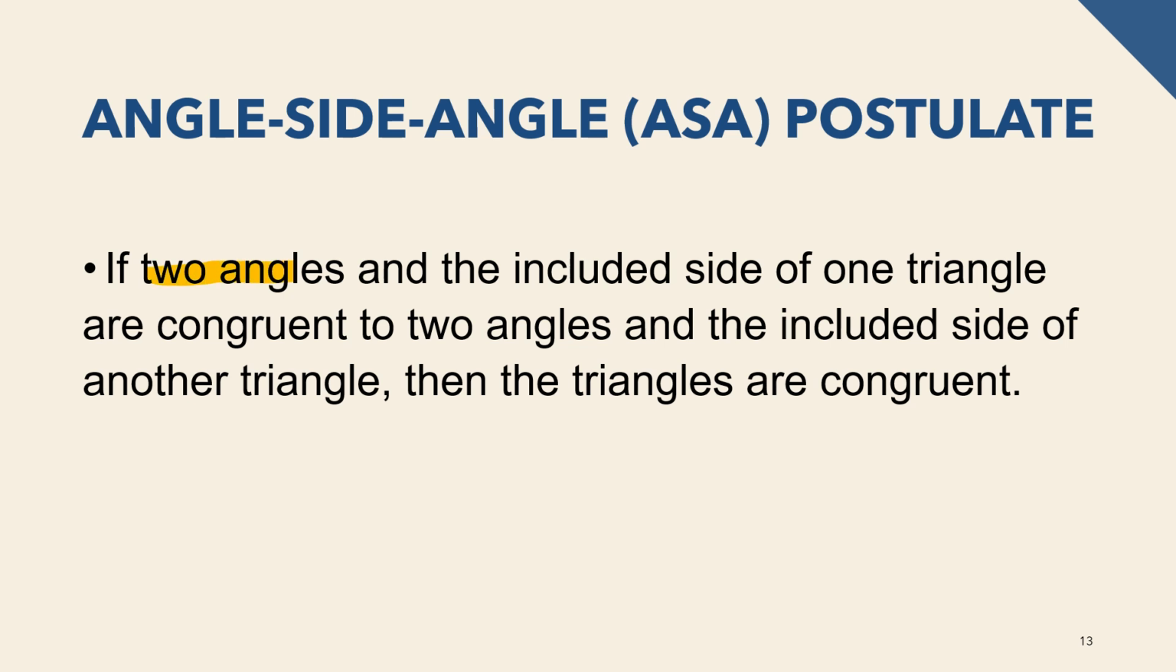Two angles and the included side. So if two angles and the included side of one triangle are congruent to two angles and the included side of the other triangle, then the two triangles are congruent.